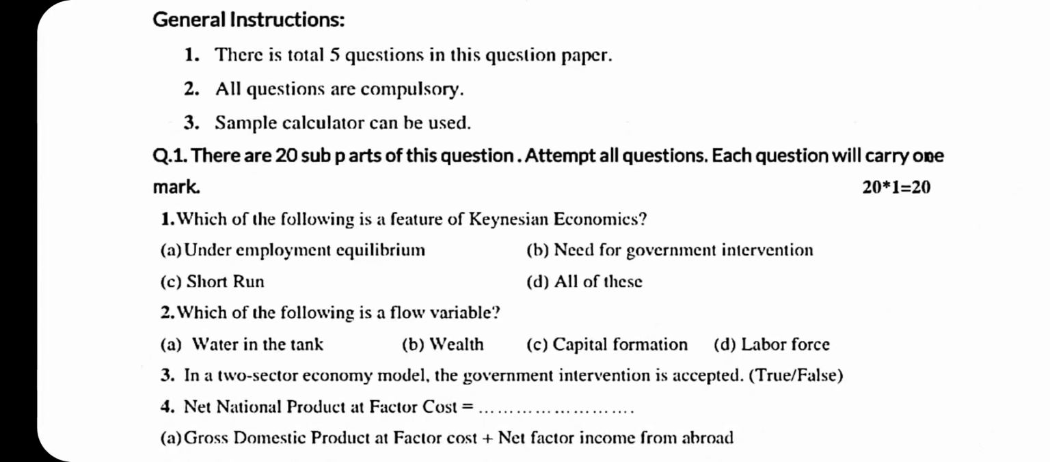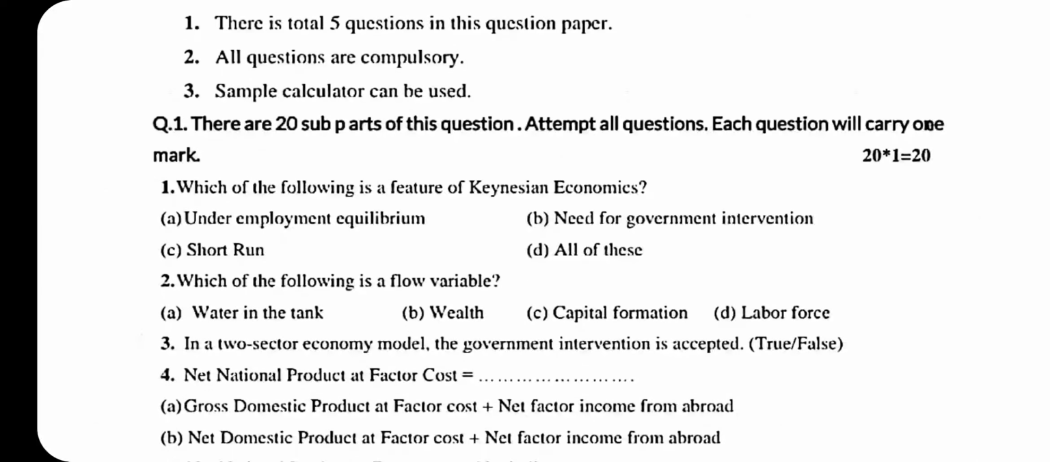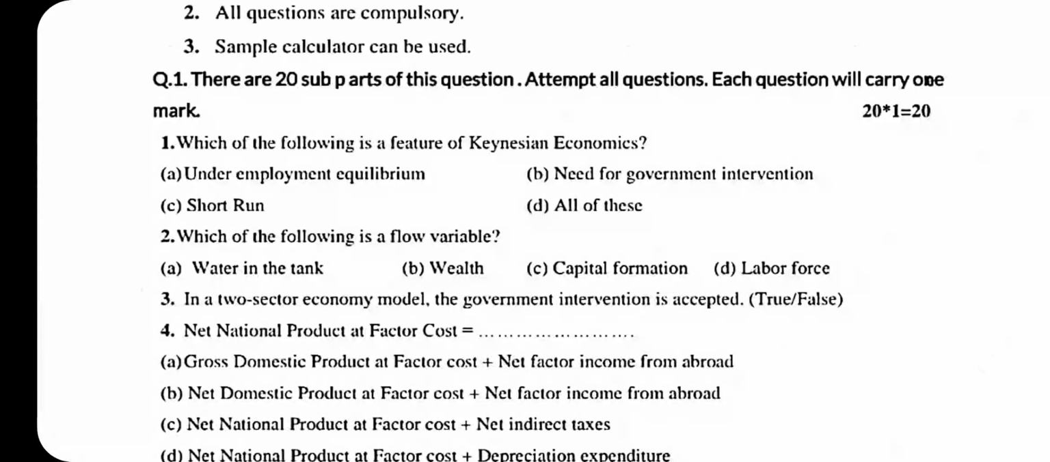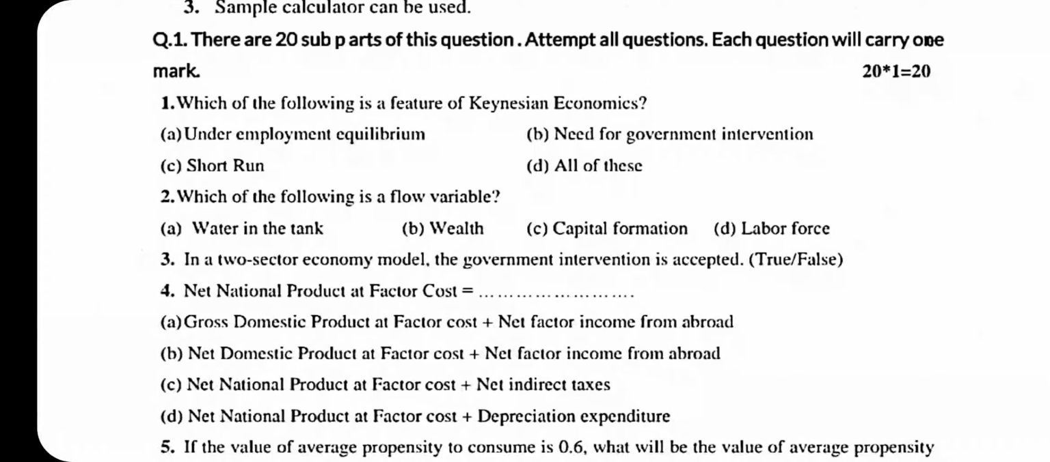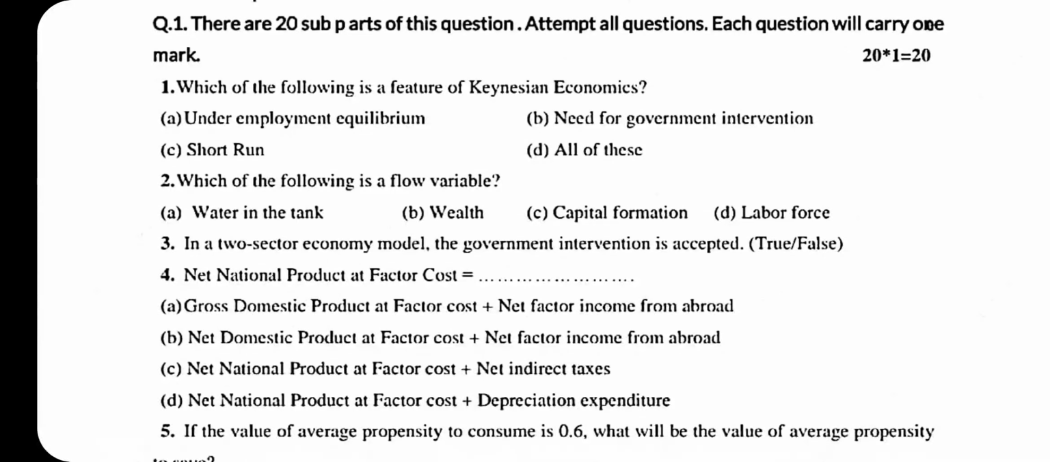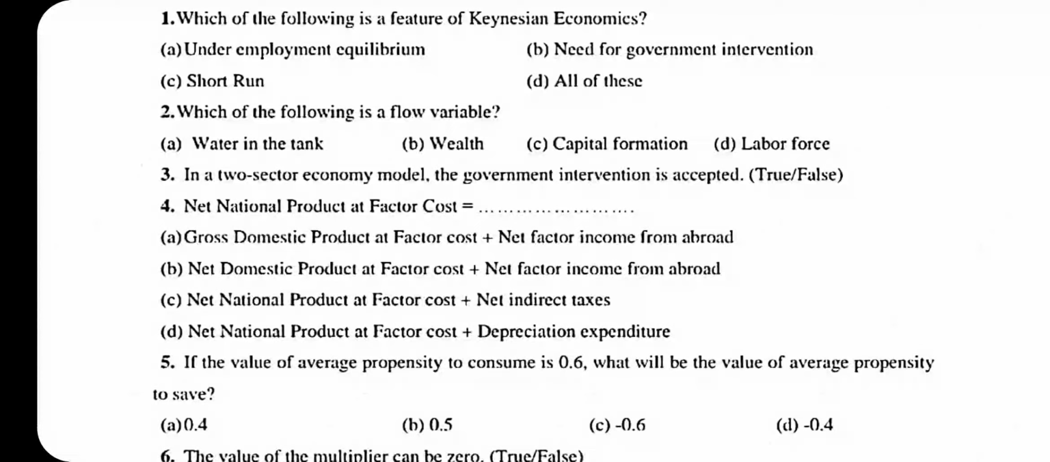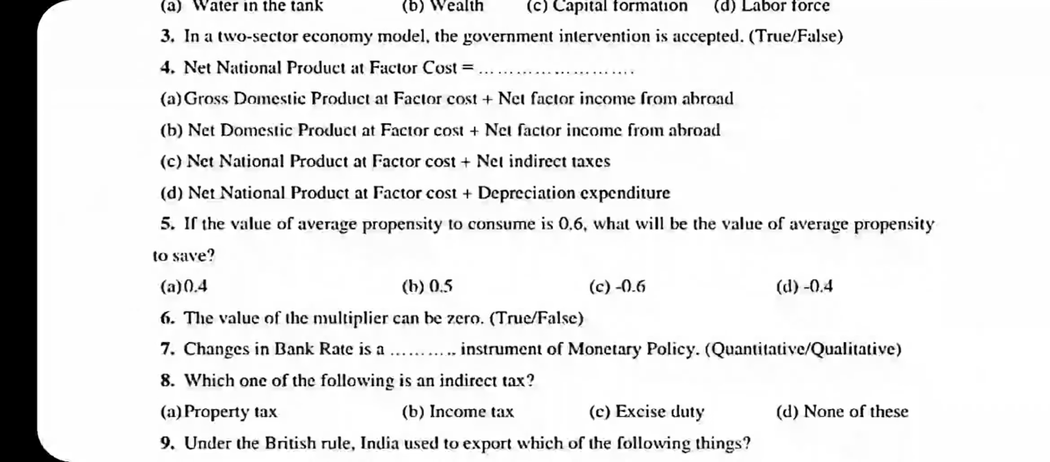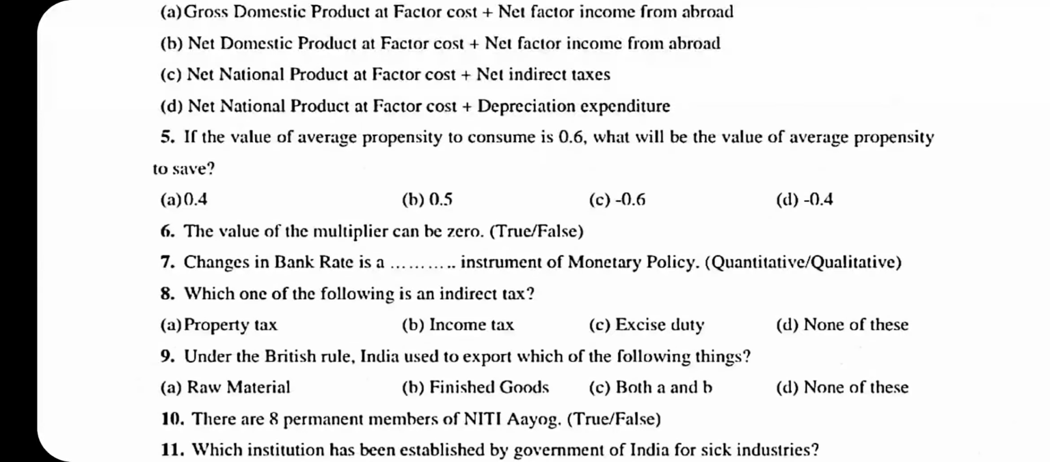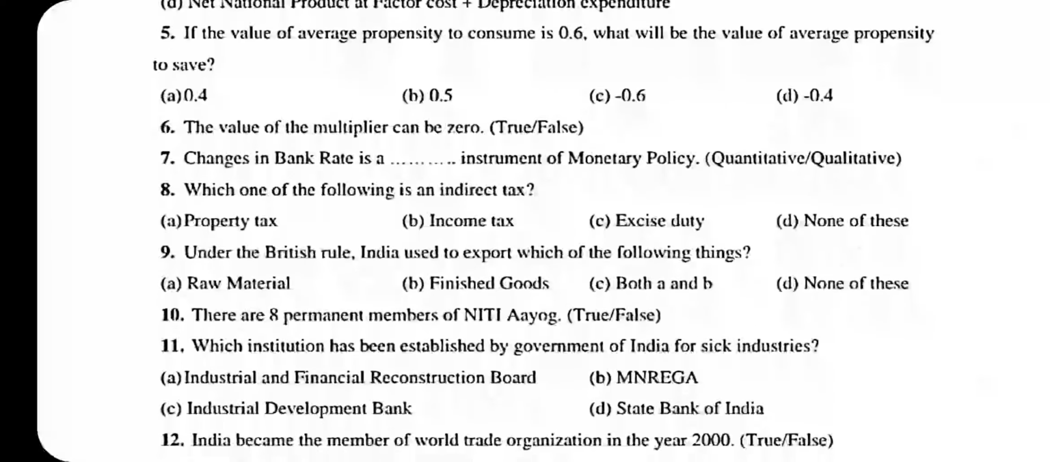1. D. All of these. 2. C. Capital formation. 3. True. 4. B. Net national product at factor cost plus net factor income from abroad. 5. A. 0.4. 6. False. 7. Quantitative. 8. C. Excise duty.